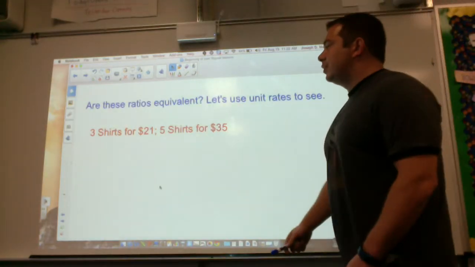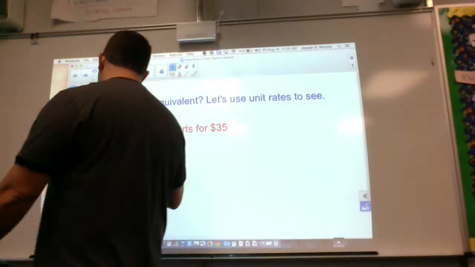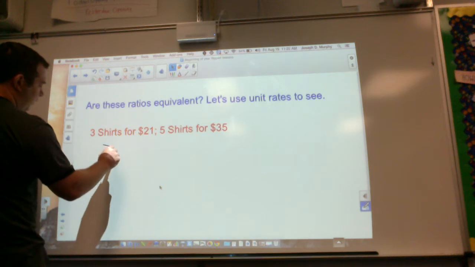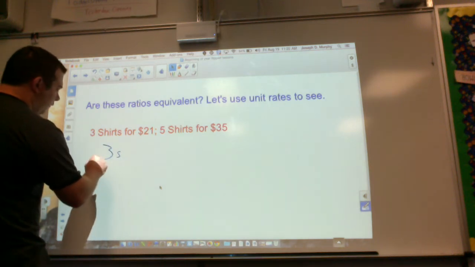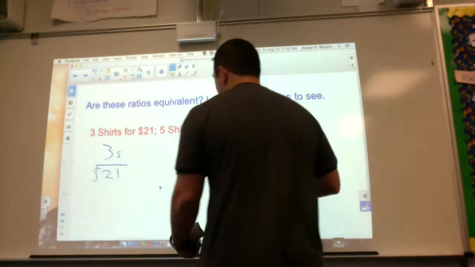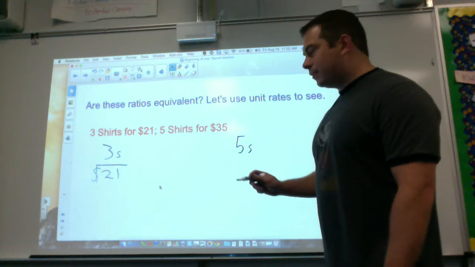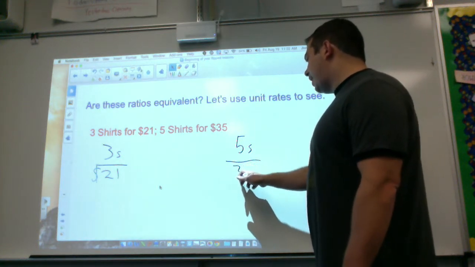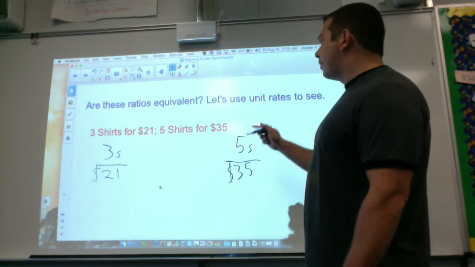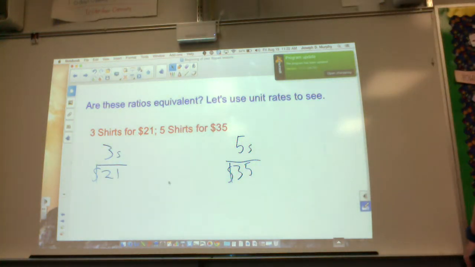Are these ratios equivalent? 3 shirts for $21. Alright, so I have 3 shirts for $21. Is that equivalent for 5 shirts? That's an S right there. 5 shirts for $35. Remember, I'm still using unit rates to the side. Okay?